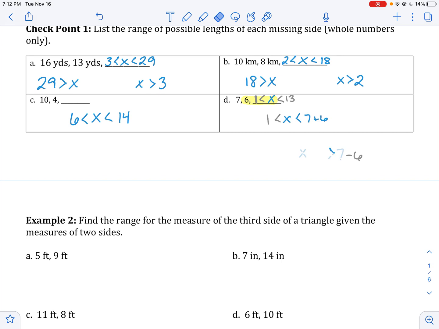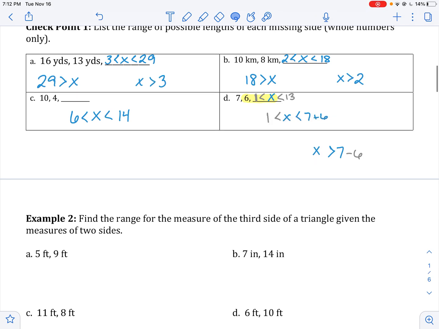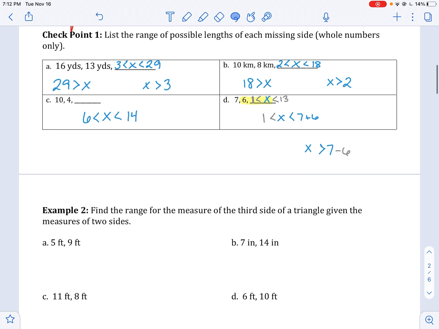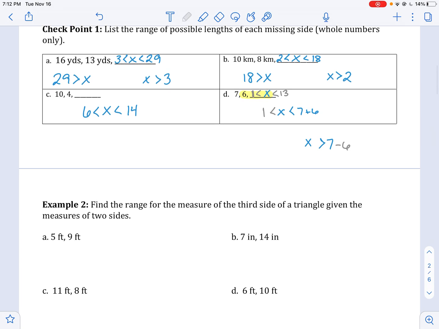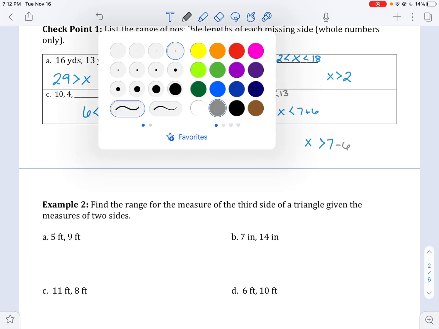So that's a quick way of doing the math, but I do want you to understand why that works, so that if you get confused on a quiz or a test, you can always find your range of values because you have the conceptual understanding down.